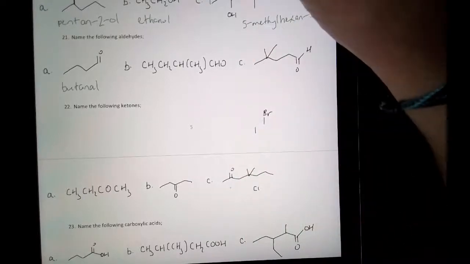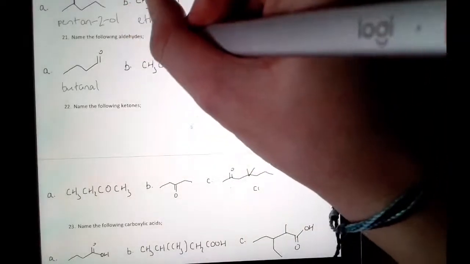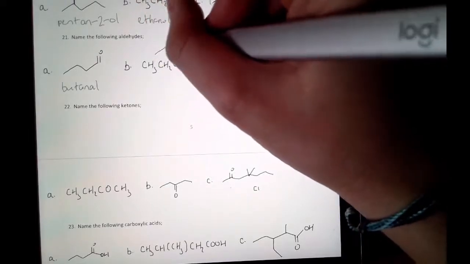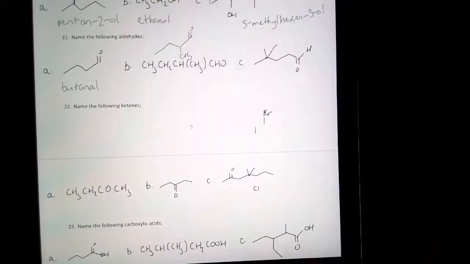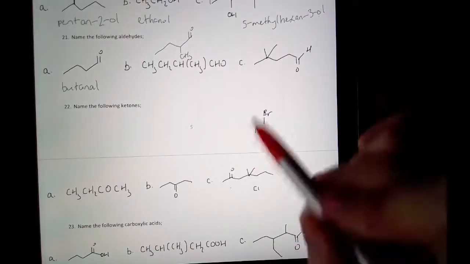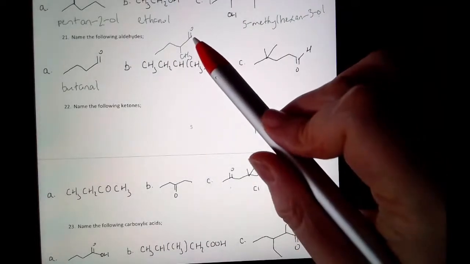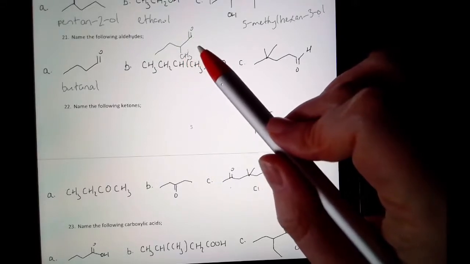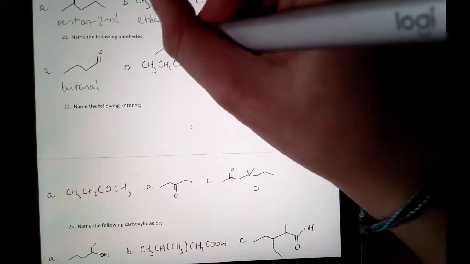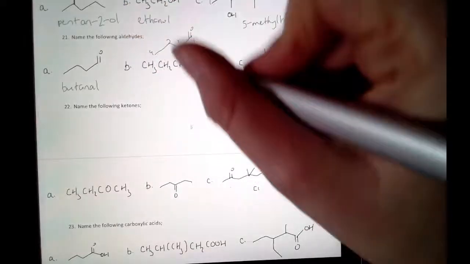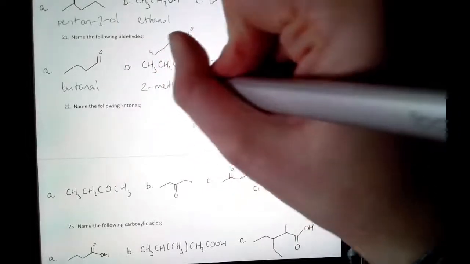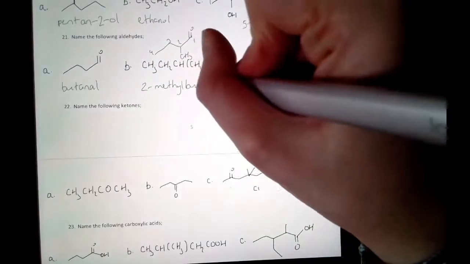Here, I'm going to draw this one out. You have got a CH3, a CH2, a CH, CHO. And on that third carbon there, you've got a CH3 group. Again, because this has to be carbon number 1, I'm going to number from right to left, not from left to right. So this is going to be carbon 1, 2, 3, 4. That means on carbon 2, I've got a substituent. It's a methyl group. 2-methyl, butanal.